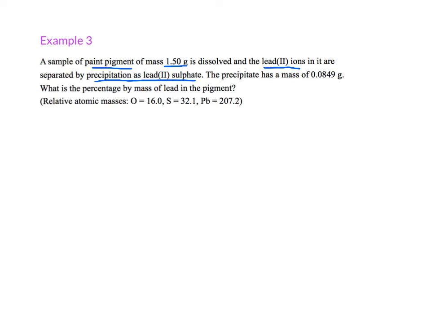Lead sulfate. So this one, we're going to find a precipitate that has a mass of 0.0849 gram. That means this is the mass of PbSO4. So what is the percentage by mass of lead in the pigment? That means this 1.5 gram is not all lead. Some of it is lead plus other impurities. We assume these impurities have no reaction with the sulfate, so they won't form a precipitate.